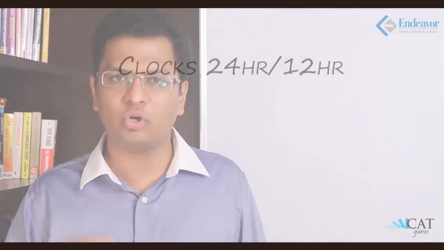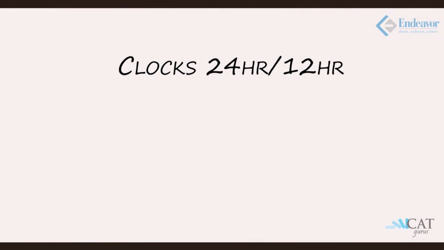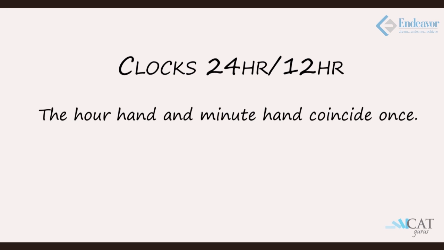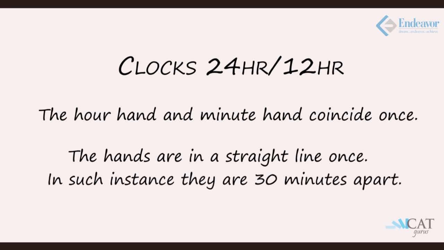In a clock, normally what we use is a 12-hour clock. What happens in that 1 hour is important to us. Now, when does the minute hand coincide with the hour hand? It's only once in an hour. What happens when the minute hand and the hour hand make a straight line?